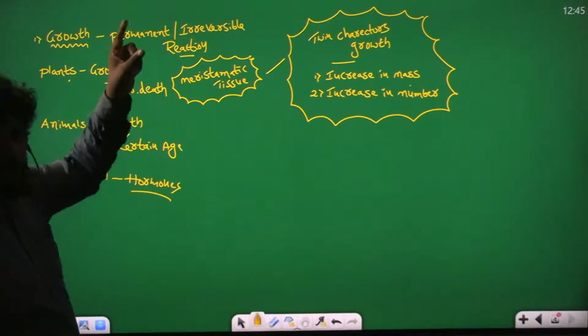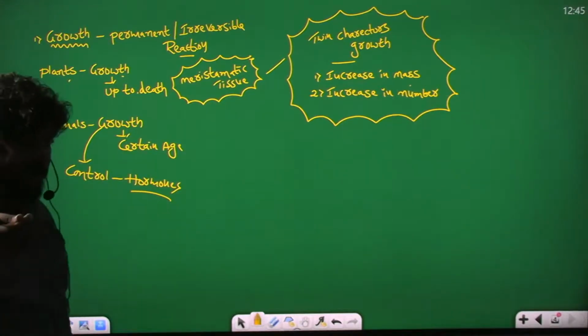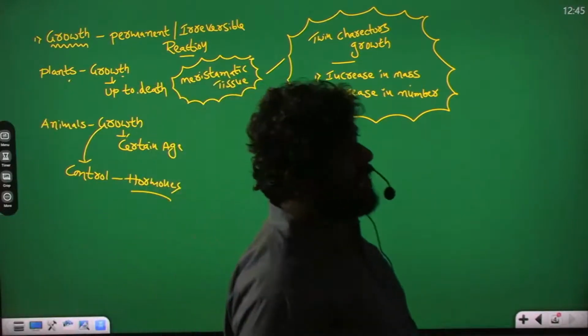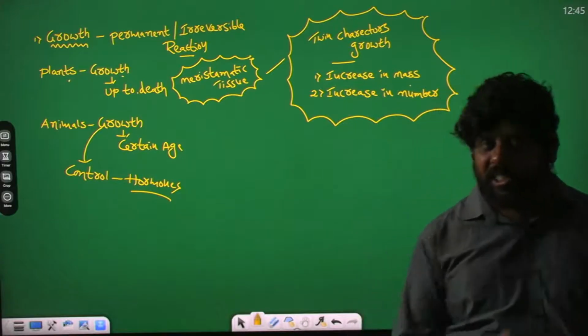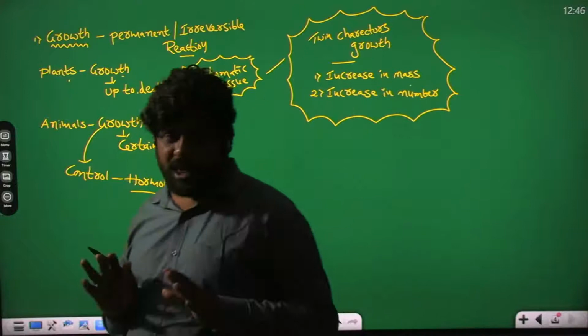What is growth? It is permanent and irreversible. In plants, growth occurs up to death because of meristematic tissue. But in case of animals, only up to a certain age because it is under the control of hormones. And what are the twin characters of growth? Increase in number, increase in mass.